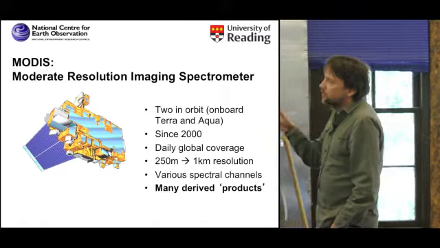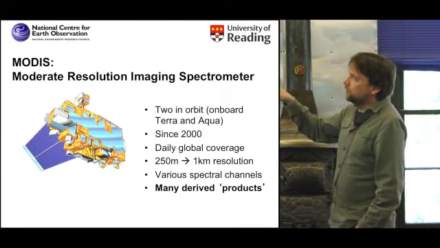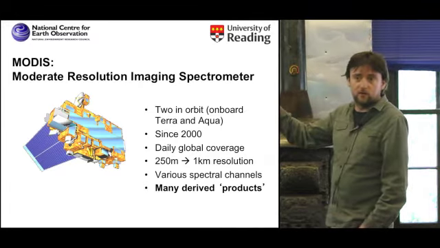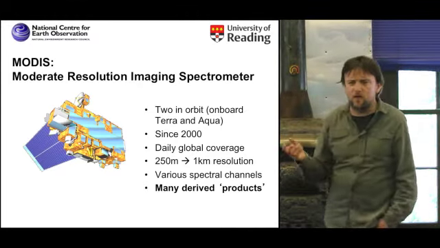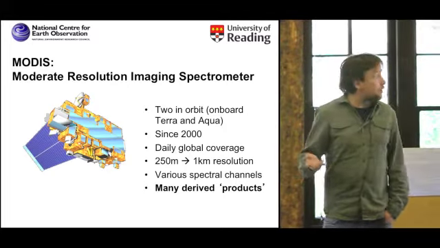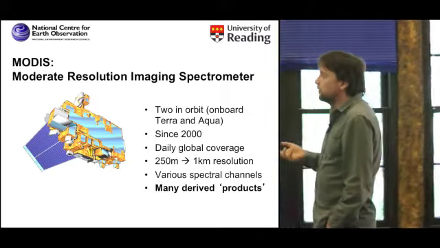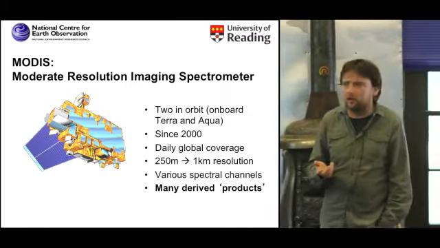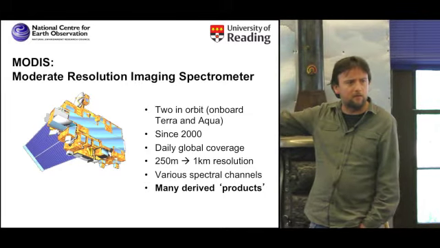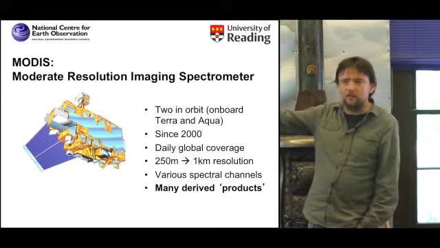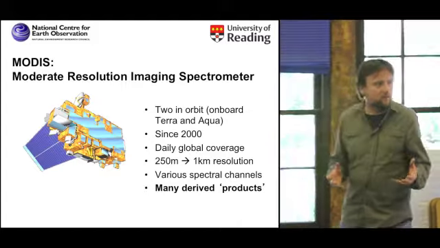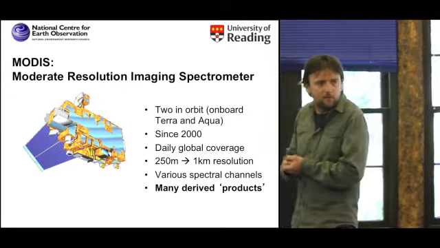So MODIS, there's two of them in orbit, one on board Terra, one on board Aqua. They've been in orbit since 2000. Terra MODIS was launched in 2000. Aqua was 2002, I think. Correct me if you know better. You get daily global coverage from the instrument, which is a hugely valuable thing, and with its finest spatial resolution of about 250 meters. Now, for some applications, that's way too coarse, right? But if you're talking about the footprint of a flux tower, 250 meters is not so bad.